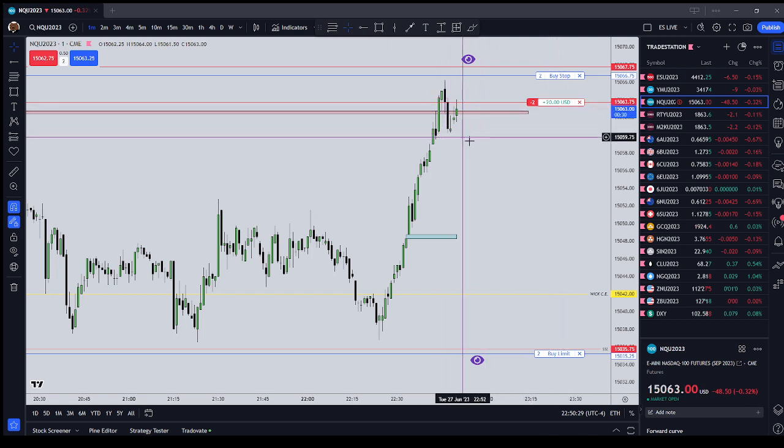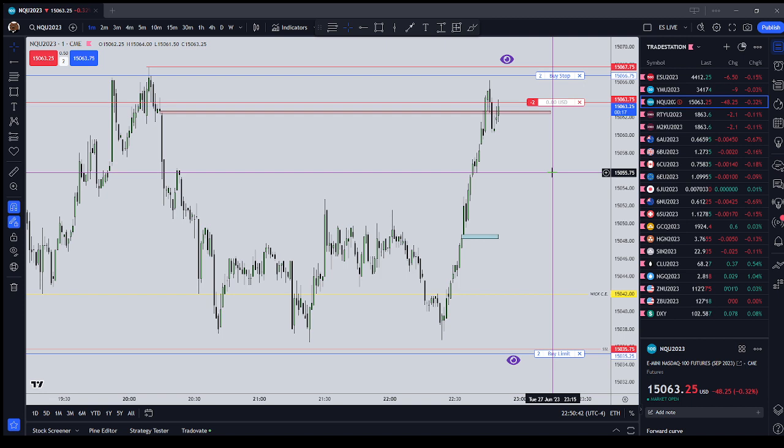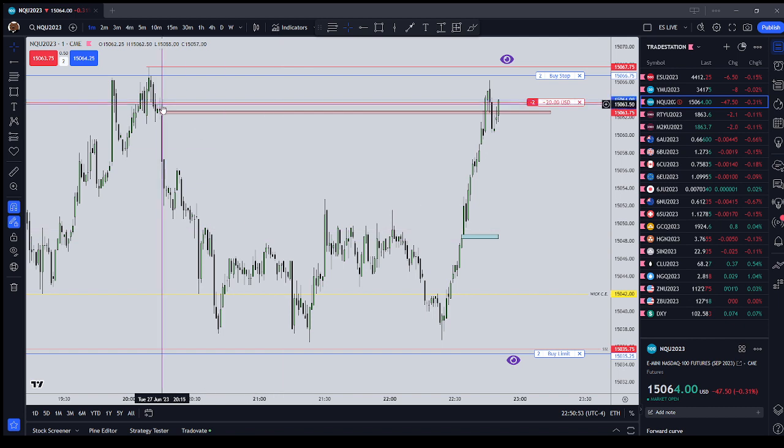Got a displacement lower. Did not take out the low that took us to our high. First inclination, this is probably not our high. Probably wants to move higher. But I got short here on our wick inefficiency. Got short just above this inefficiency. So this would be a premium wick inefficiency.